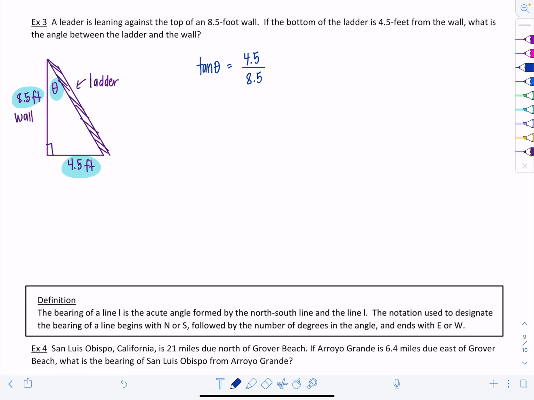So tangent of theta is going to equal 4.5 divided by 8.5. Again, since we're trying to find an angle, I'm going to use an inverse trig function. So that means theta equals tan inverse of 4.5 divided by 8.5. And we'll just round this to 2 decimal places. So go ahead, punch it in your calculator. I'm double checking everything right now with you. And I have 27.897, so rounding that to 2 decimal places, that would be 27.90 degrees.